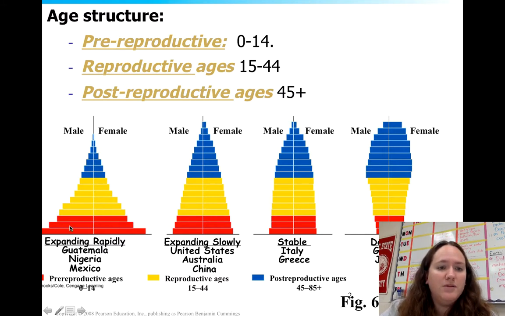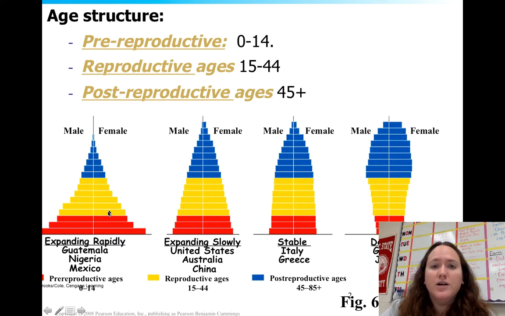So down at the bottom of the pyramid, the red represent the pre-reproductive age groups. You do need to know that is from 0 to 14. Those are people who are not yet able to reproduce. Now, obviously, there's some situations where that's a little bit different, but in general, we say these are pre-reproductive.